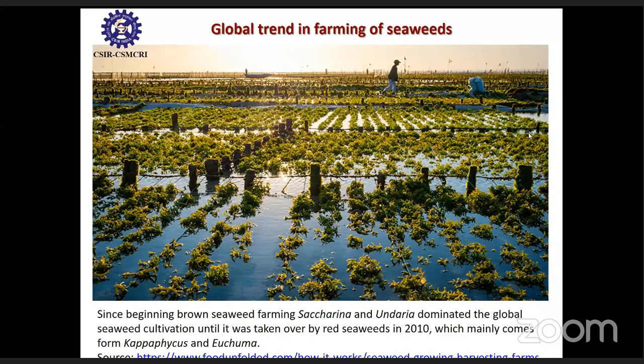The third type is offshore. I have not included it because it is only at experimental scale cultivation. If you remember my pie chart, I'm sure you remember that Kappaphycus and Eucheuma are the biggest domain in that. But till 2010, the brown seaweeds Saccharina and Undaria dominated, and they were the major chunk of global seaweed production. And recently, Kappaphycus and Eucheuma have taken over, and Philippines and Indonesia are the leading countries. You can see the kind of cultivation they do is basically off-bottom fixed monoline cultivation.